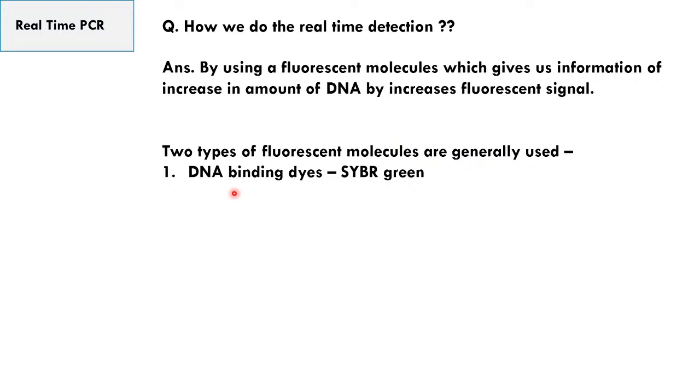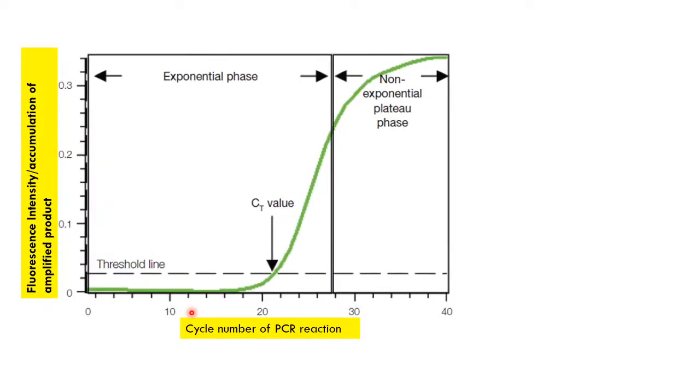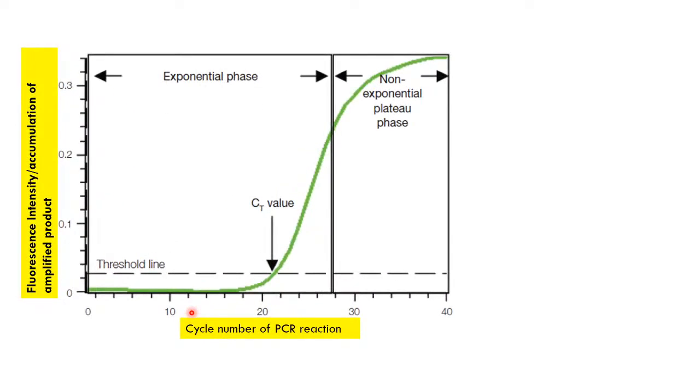One can be a DNA binding dye like SYBR Green, which gives you green fluorescence. Or second, you can use a fluorescent DNA probe. Common term is TaqMan probe. And we can do the accurate calculation of initial copy number. So how are we doing this? Just understand it. What happens when we do the PCR in a real-time PCR machine?